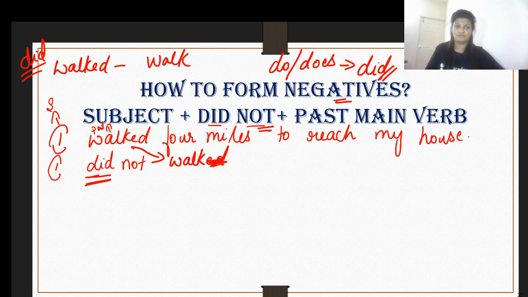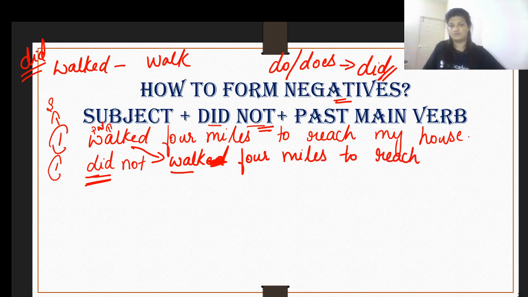I'm not sure why this is not erasing. Okay, fine. Something seems to be wrong with my pen. All right, let me continue. I did not walk 4 miles to reach my house. So there you have negated the fact.